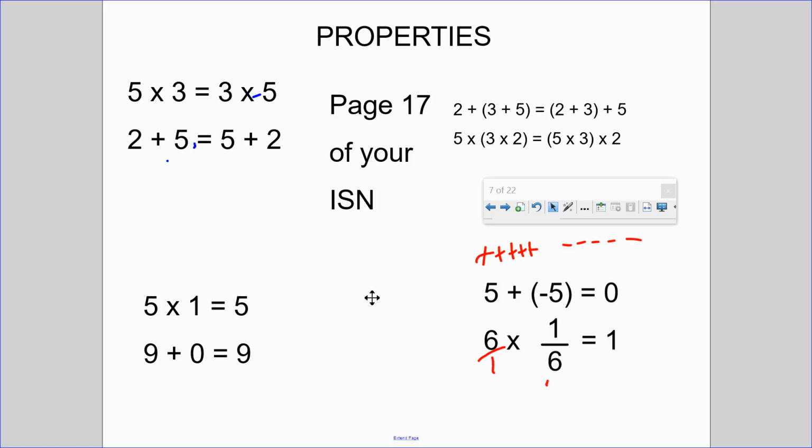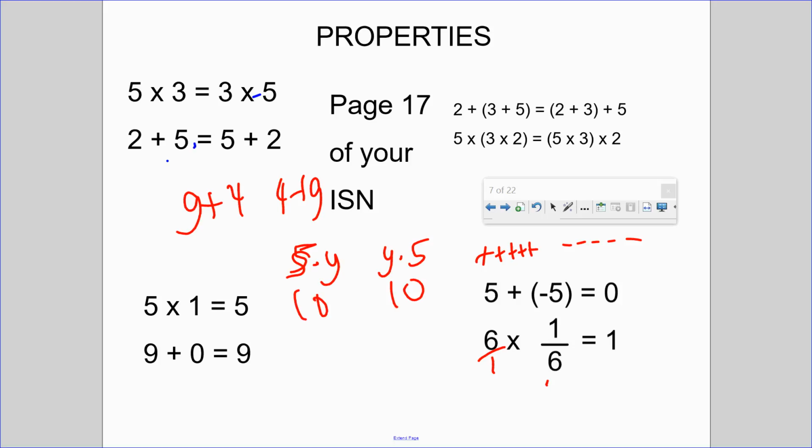For example, 3 plus 4. Is that equivalent to 4 plus 3? Yes, because if I replace these with, for example, 5, they'll both be equivalent to 9. What about 5 times y and y times 5? Are they equivalent? Yes, they are. If I replace the y's with 10, this will be 50, this will be 50. They are equivalent.